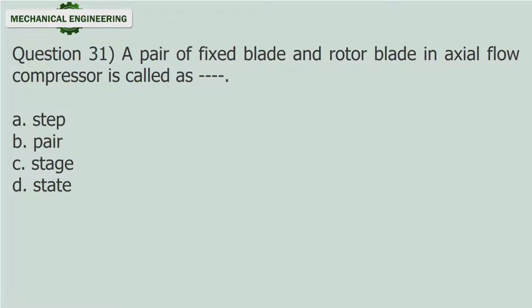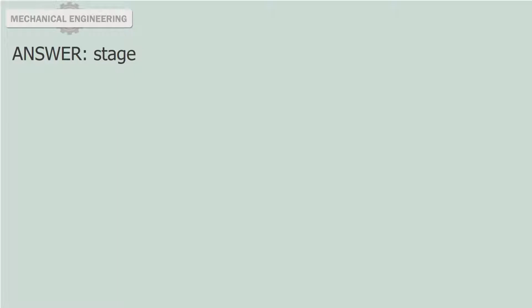Question 31. A pair of fixed blade and rotor blade in axial flow compressor is called as, fill in the blank. A. Step. B. Pair. C. Stage. D. State. Answer, stage.